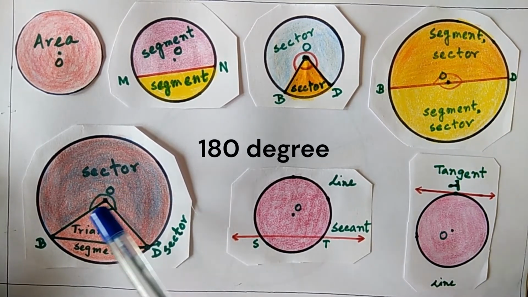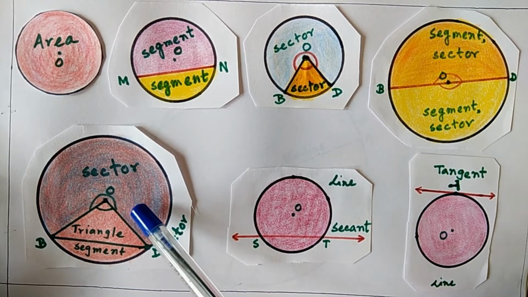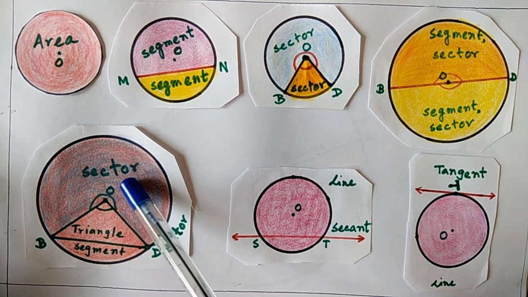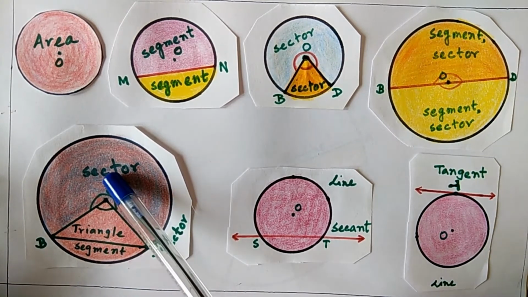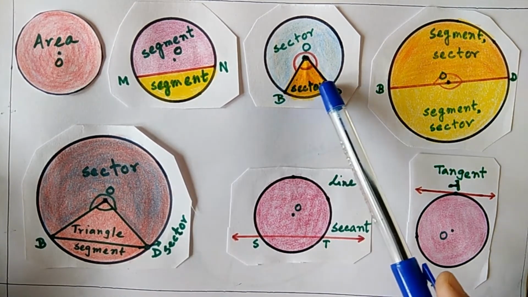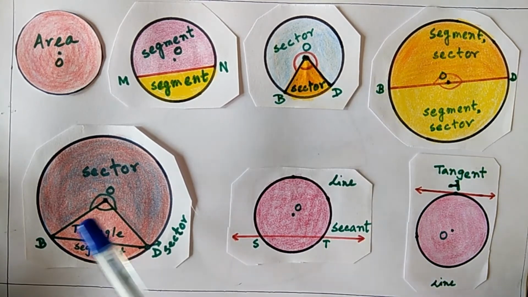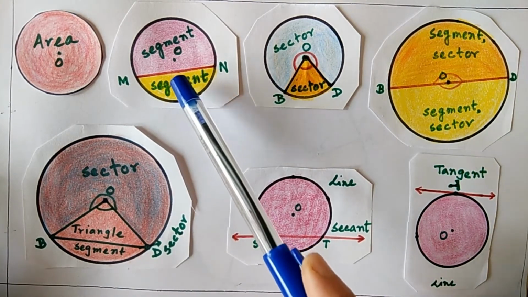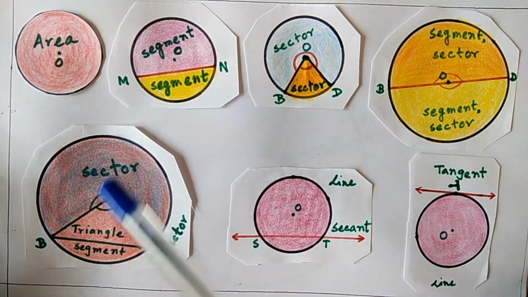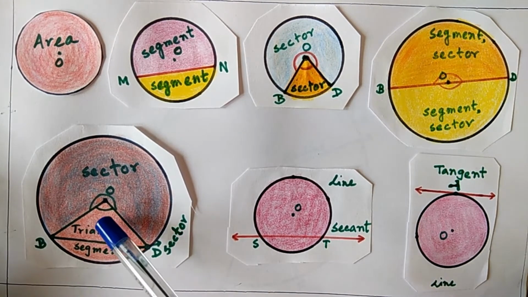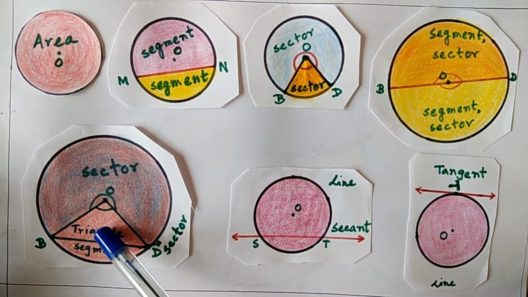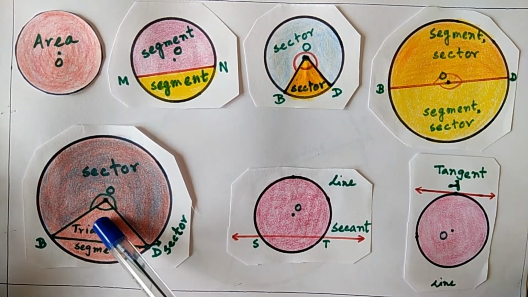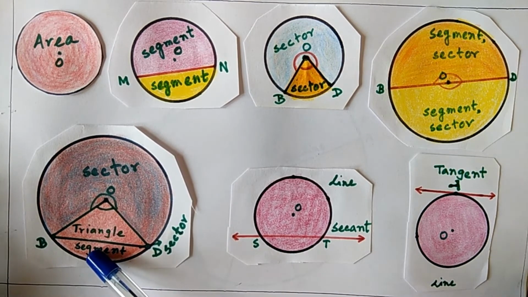Now here you see, this is a relation between sector and segment. Here friends, this is a sector, this is another sector, this is the minor sector and this is the major sector. Now if we join B and D in the sector, we get a chord, is it not? So according to this definition, this part is the segment and this above part is a triangle. So we can say the area of the sector is equal to the area of the triangle plus the area of the segment.